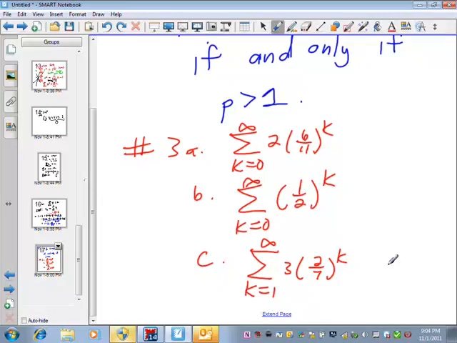So for these, though, I'm going to ask you to actually find the number, because you can actually find the number. The other ones, we'll do one in a second, you just can't find the answer. So I'm just going to ask you whether it converges or not. But for these, what's the number?